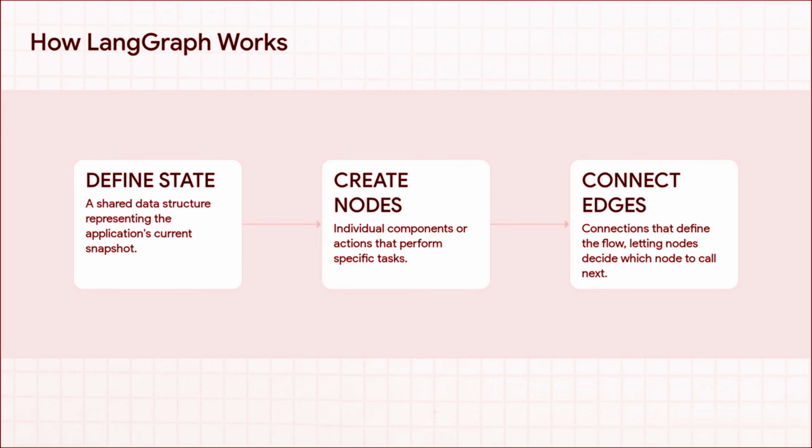First, you have a shared state, which is just a snapshot of all the data that every agent can see and change. Second, you have nodes, which are the individual actions or tools an agent can use. And third, and this is the magic part, you have edges, which are the pathways between nodes. This lets an agent at one node make a decision about which node to go to next, creating those powerful loops and really complex collaborative conversations between agents.